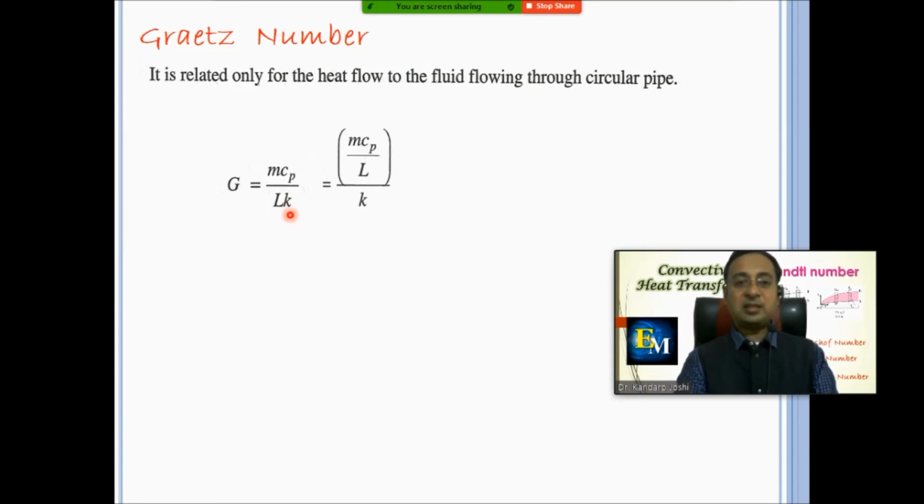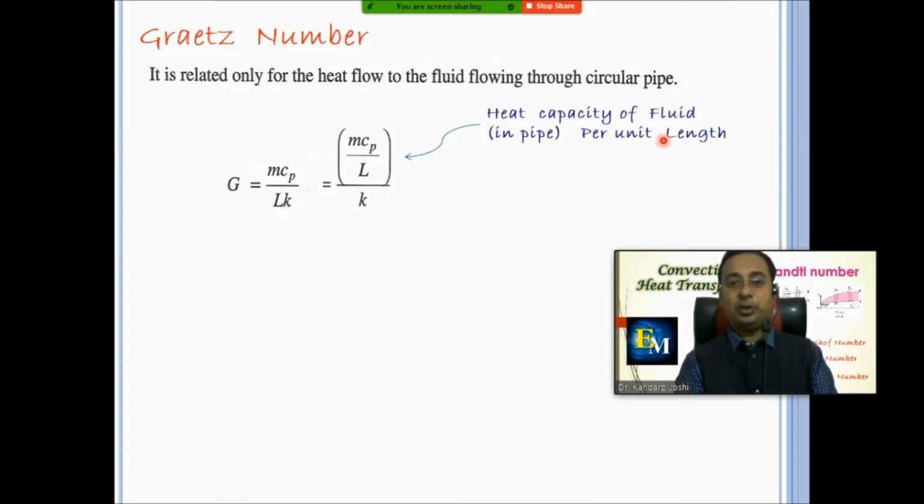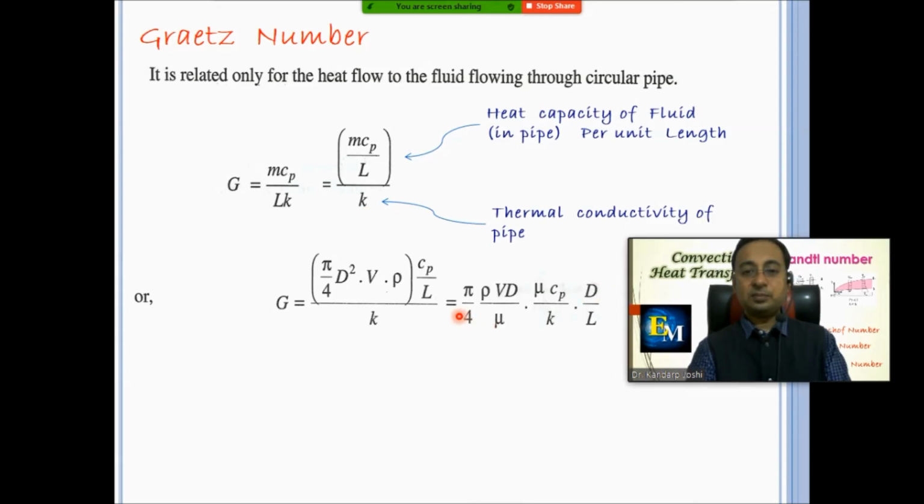Now if we rearrange these terms, here it is the heat capacity of fluid per unit length, right? Cp is the specific heat, kilojoule per kg Kelvin, right? If we multiply by kg, then it is kilojoule per Kelvin, means it is the heat capacity for the unit length of pipe divided by k, the conductivity of the pipe material. If we put the value of mass, mass is equal to density, kg per meter cube, into volume, meter cube, means it is the kg, right?